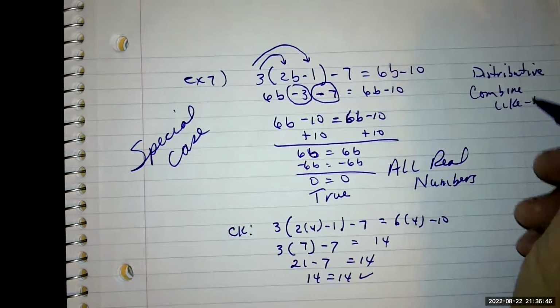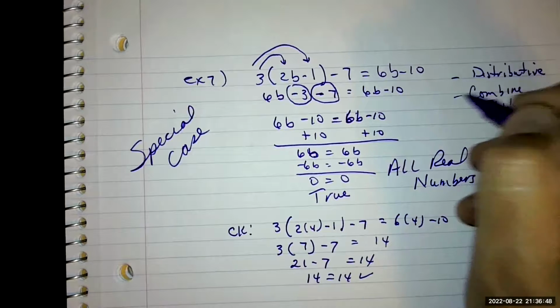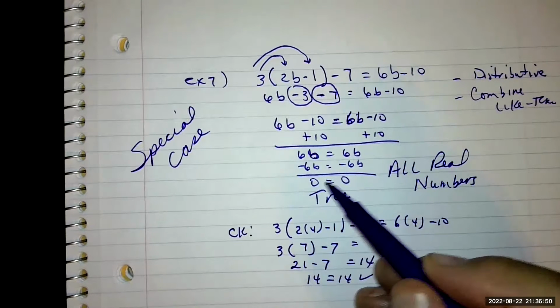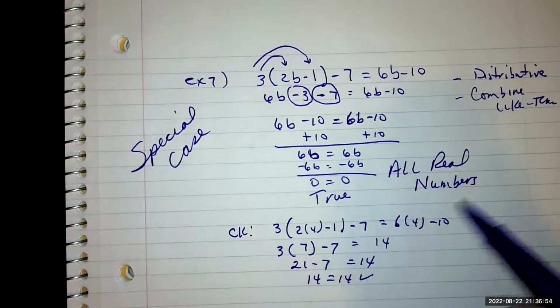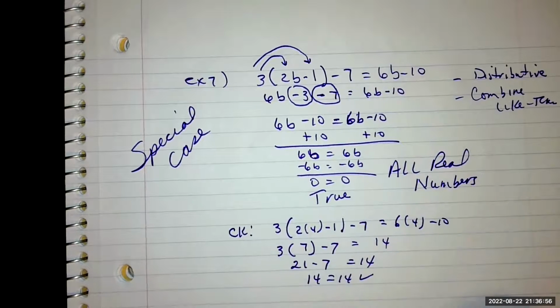I'm putting combined like terms here so I don't forget. All right, so when you get these the same with no letter, then you know it's all real numbers. The statement's true. Then it's going to balance every time. You can pick any numbers. That's what it means by all real numbers. It means all the numbers will work, from negative to positive to decimals to fractions. They all work.